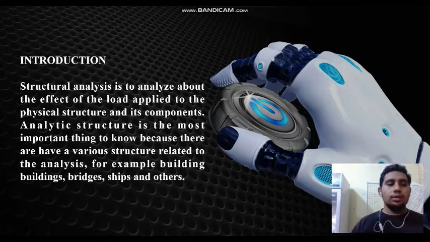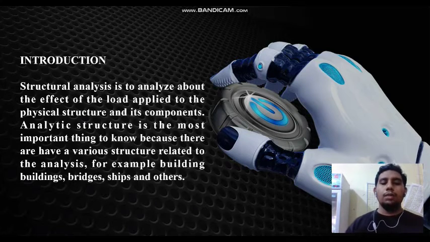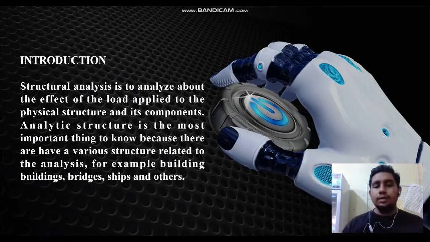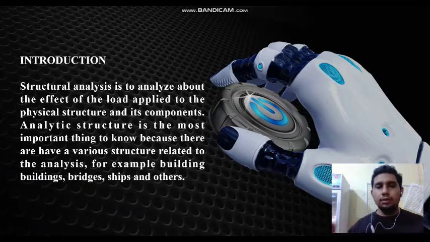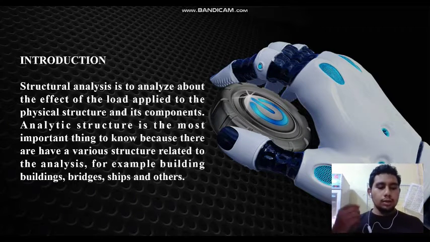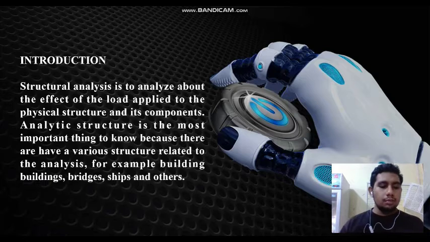So the introduction: structural analysis is to analyze the effect of the load applied to the physical structure and the components. Structural analysis is the most important thing to know because there are various structures related to the analysis, for example buildings, bridges, ships and others. For this project, we carry out the structure, namely the railway bridge, to analyze the strength of the structure.